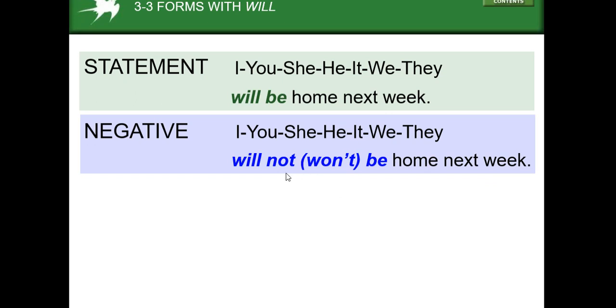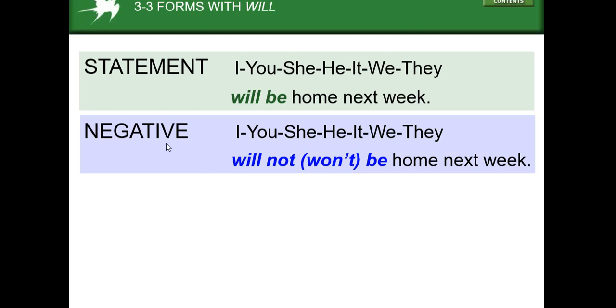You will not be home next week. He will not be home next week. She will not be home next week. Or if you want to contract will not into won't, you can do it. Remember, will not is the same as won't. This is the construction form, okay?